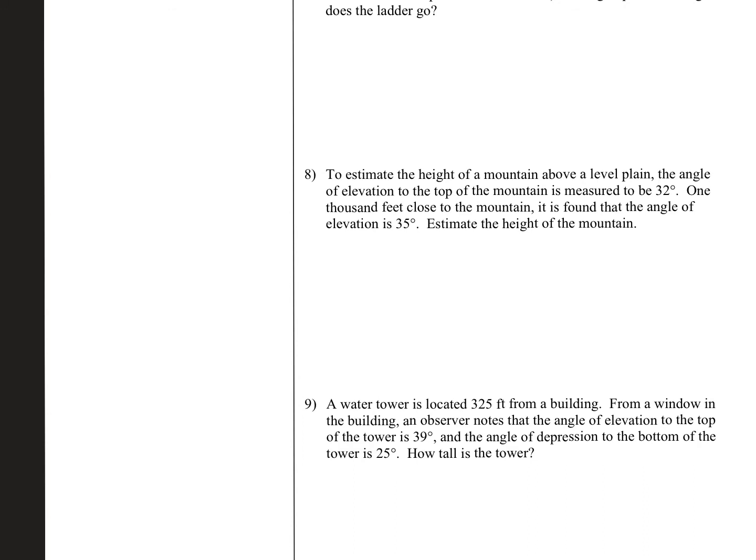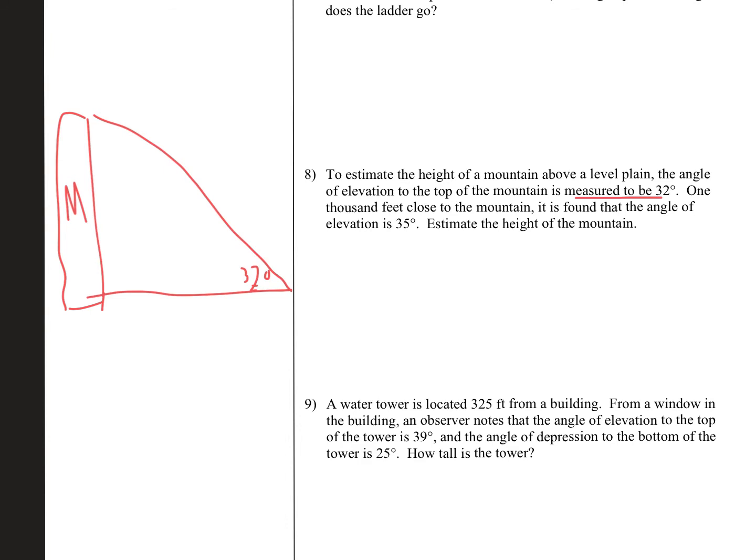Okay, number 8, kind of a tricky one here. For this one, it says to estimate the height of a mountain above a level plain, the angle of elevation at the top of the mountain is measured to be 32 degrees. So we kind of have our mountain here. I'll just draw a rectangle and label it M for mountain. And it says the angle of elevation is 32 degrees. So remember, that's always created with a horizontal line that I just drew down here, and a diagonal line. And so that's 32 degrees right there. Try to write that a little bit neater. Okay, that'll have to do.